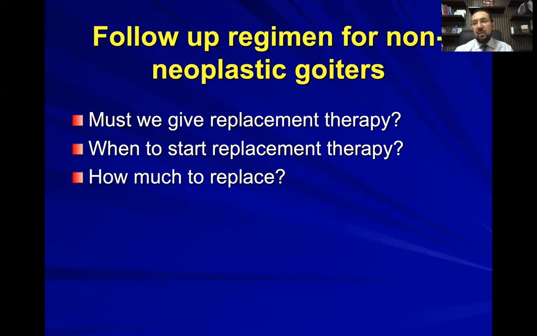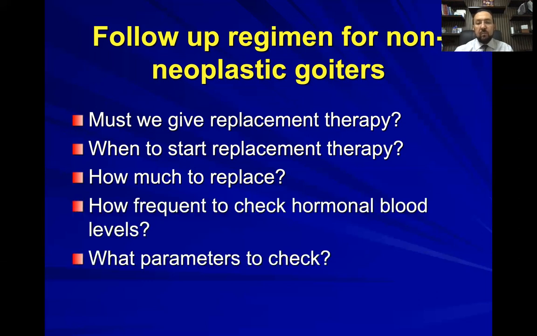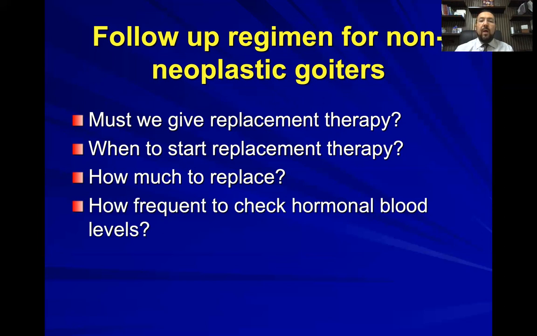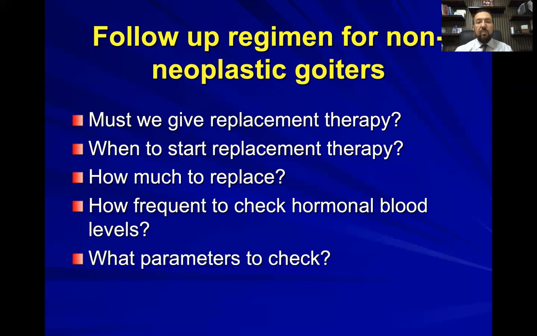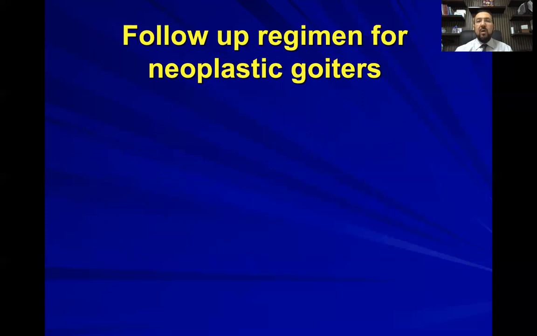How much to replace? It's well known to be about 1.6 to 1.7 microgram per kilogram. So we start with the empirical dose. How frequently to check the hormonal blood levels? I do this for the first time 6 weeks after the start of replacement therapy, and then when the dose is well adjusted, I do the hormones every 6 months to 1 year as a follow-up. What parameters to check? I usually check the TSH as well as the FT4 together every time.